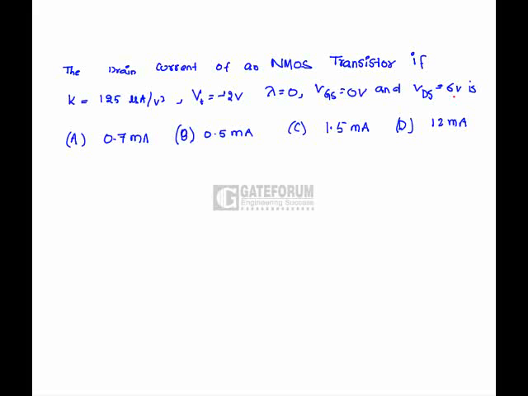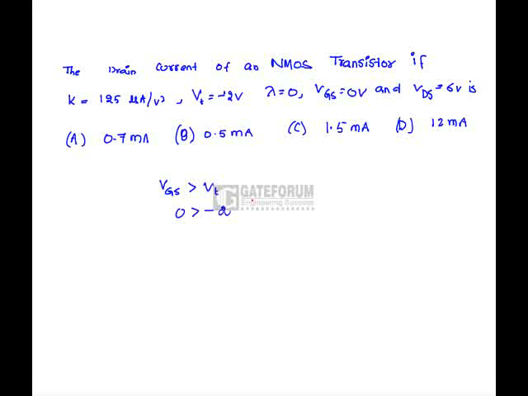Drain current of an NMOS transistor, if K equals 125 microamp per volt square, Vt equals minus 2 volts, lambda equals 0, VGS equals 0, VDS equals 6 volts. Here, VGS is greater than Vt because 0 is greater than minus 2. Hence, the NMOS transistor is going to be in on state.